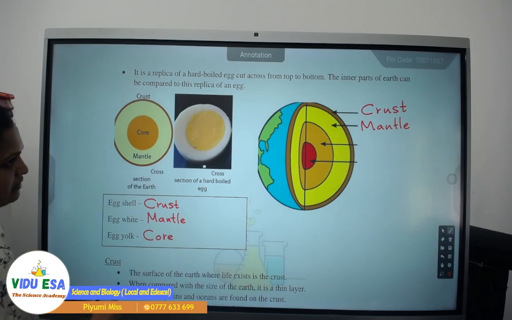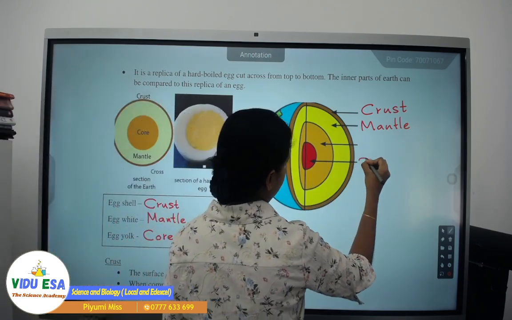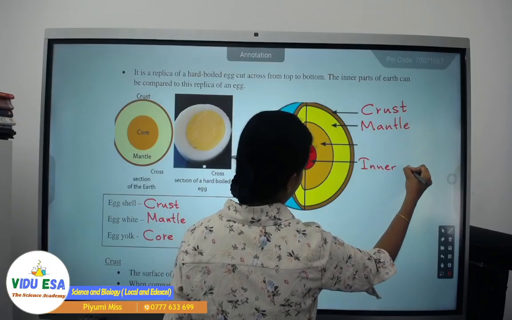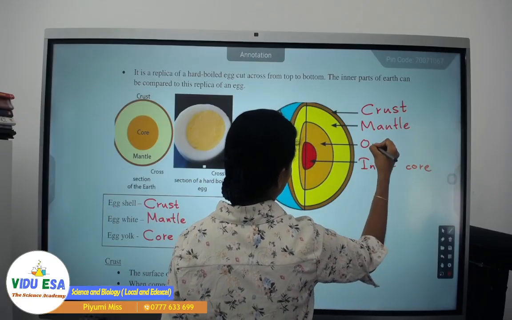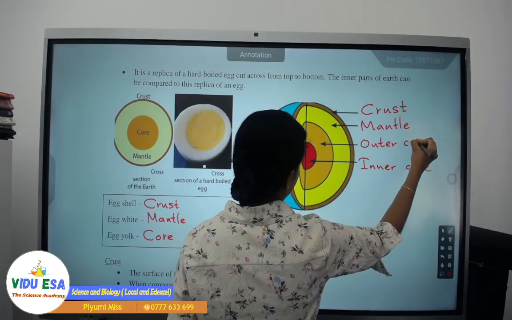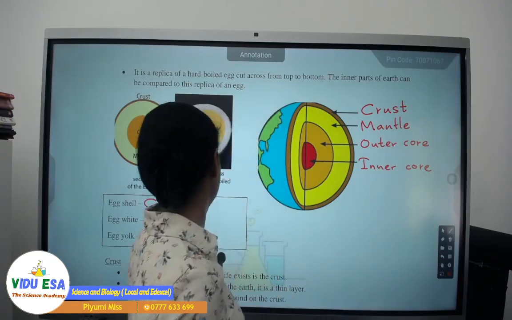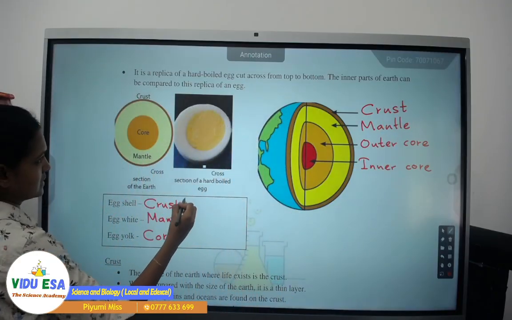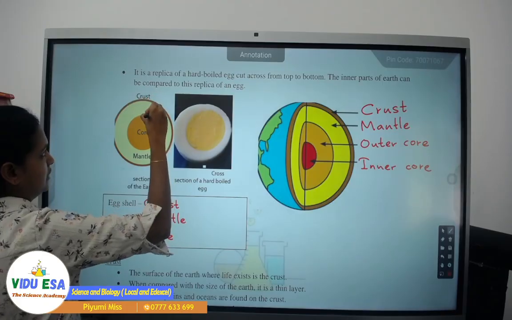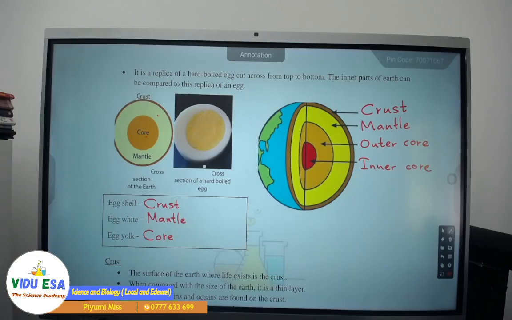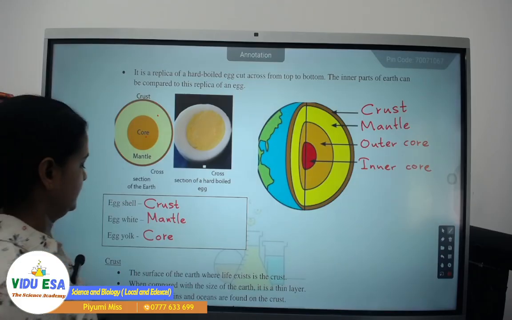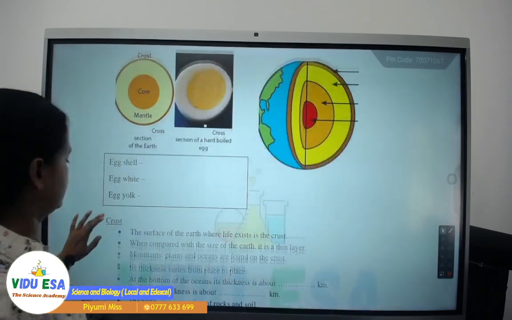So the core can be divided into the inner core and then the outer core, right? Now we are going to learn about these three main layers: the earth's crust, then the mantle and the core of the earth. Okay, so it is easy to remember. We'll take one by one. First, it is the crust of the earth.